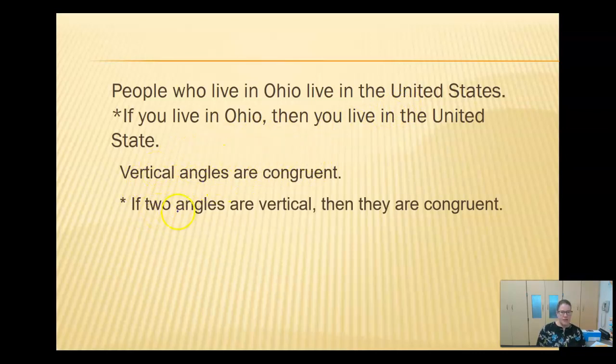Okay, vertical angles are congruent is our statement. We're going to turn that into an if-then statement. So if two angles are vertical, then they are congruent. Okay. The hypothesis comes after if, so that's P. The conclusion comes after then, and it is equal to Q. So if two angles are vertical, then they are congruent. So that's a conditional statement.